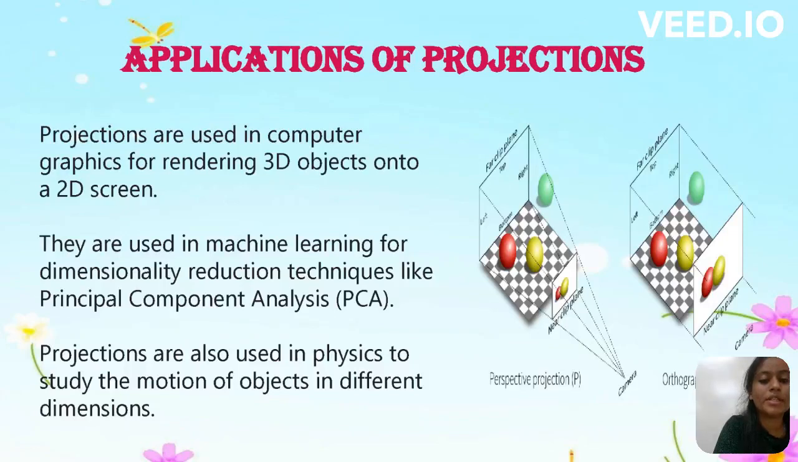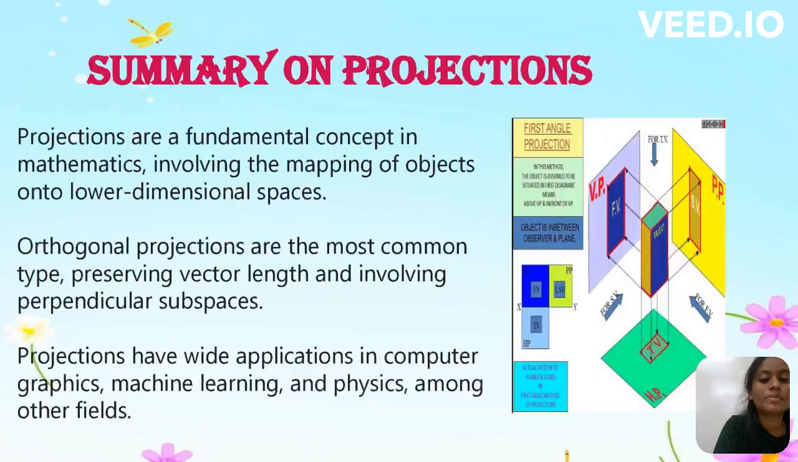Applications of projections. Projections are used in computer graphics for rendering 3D objects onto a 2D screen. They are used in machine learning for dimensionality reduction techniques like principal component analysis, that is PCA. Projections are also used in physics to study the motion of objects in different dimensions.